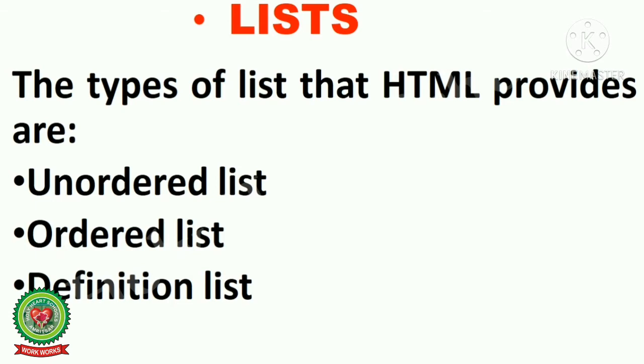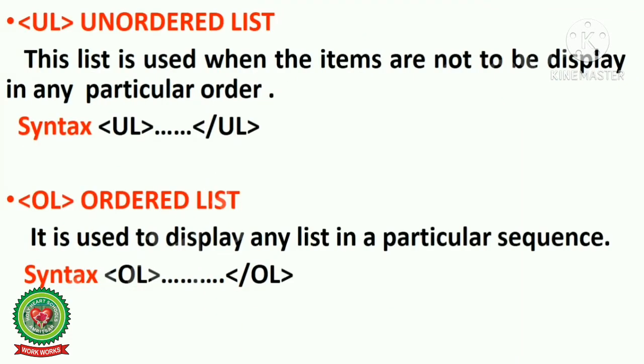There are different types of lists in HTML: unordered list, ordered list and definition list. First of all, unordered list. This list is used when the items are not to be displayed in any particular order.